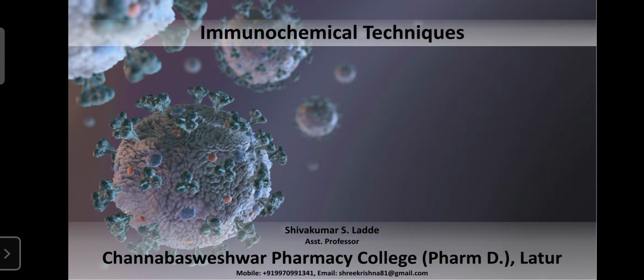So, dear students, today our topic is immunochemical techniques. It is a composition of two words: immuno is separate and chemical is separate. It is related to chemistry and techniques. These are the methods and procedures that are employed for chemistry.